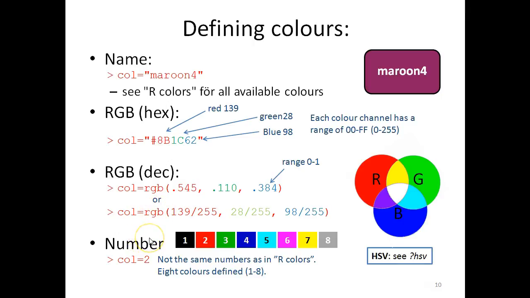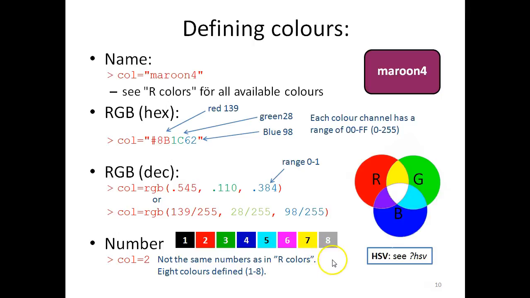Yet another way of defining the colors in R is to simply give a number between 1 and 8, and there are 8 predefined colors. These are not the same as those presented in the R colors document. Those are other numbers. But 1 is black, 2 is red, 3 is green, and so forth. And you can even use higher numbers. 9, for example, would be black again. 10 would be red, and so forth. So they just recycle.